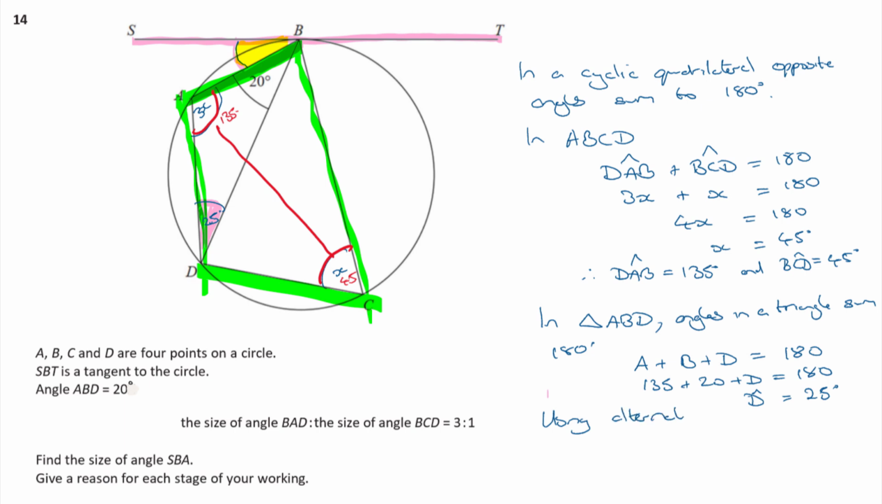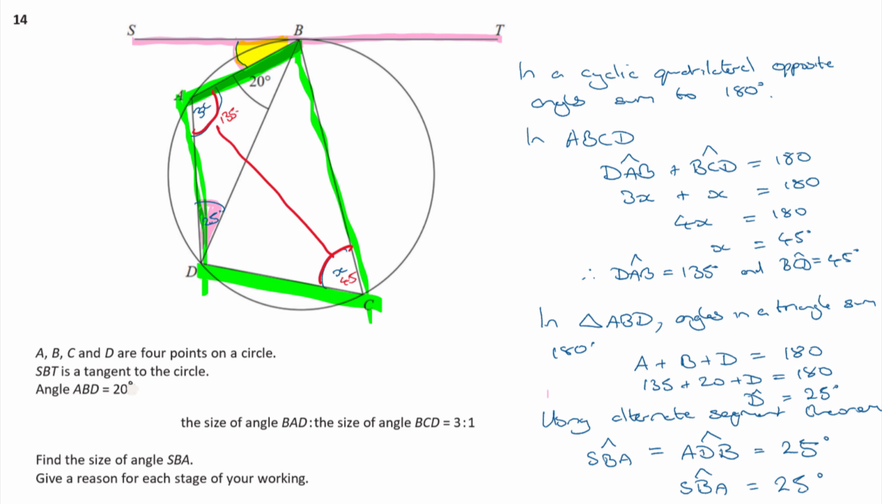Okay, using alternate segment theorem, then I'm going to say then that angle SBA equals angle ADB equals 25 degrees. Okay, in other words, angle SBA is 25 degrees. Okay, so that was quite a bit of work to do that.